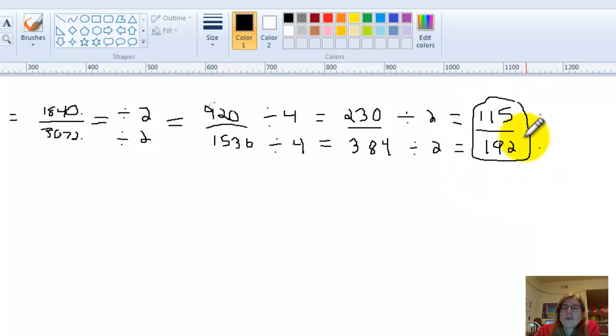Alright, and it is looking for a ratio, so it doesn't have to be in dollars. And that's it.